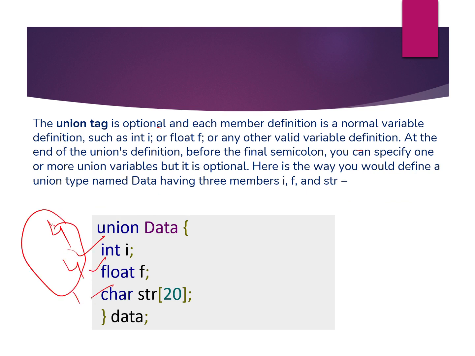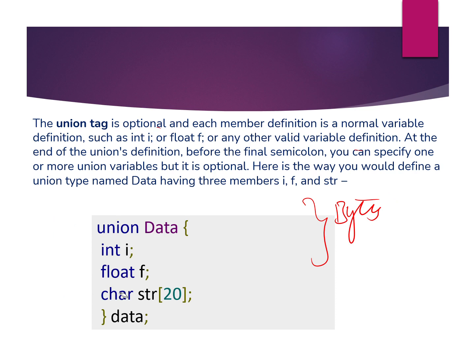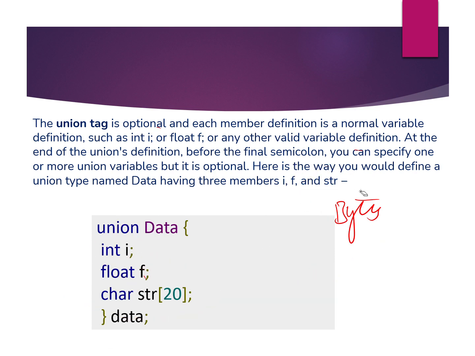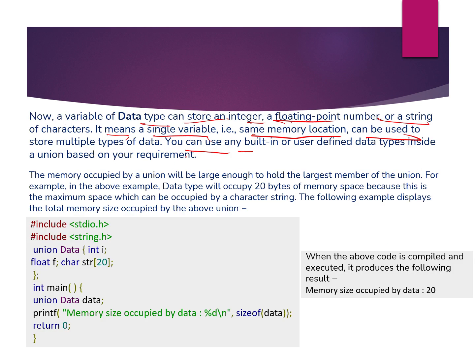So what is the highest? 4. So 4 bytes of memory will be allocated, and once we use it, 4 bytes will already be allocated. If you want to use a float, that can be covered in this. If you are using an integer, that can also be covered, and if you are using a character, that will also be covered. So this is how a union works.